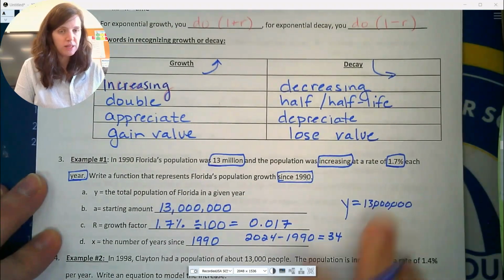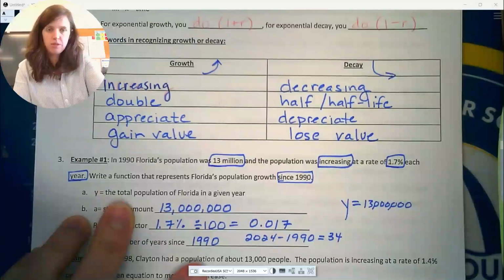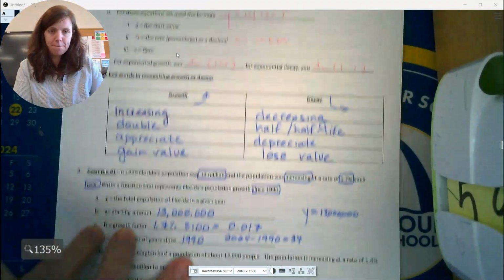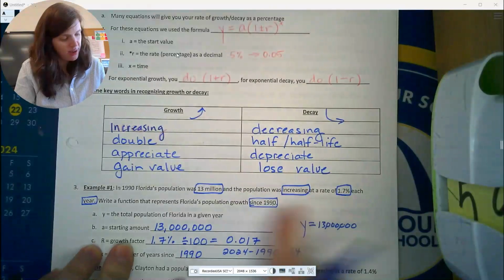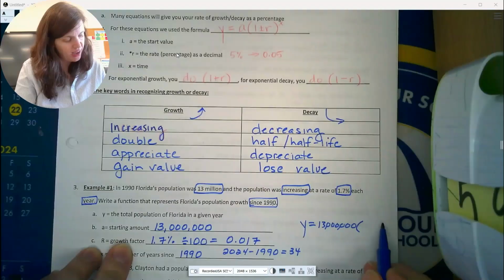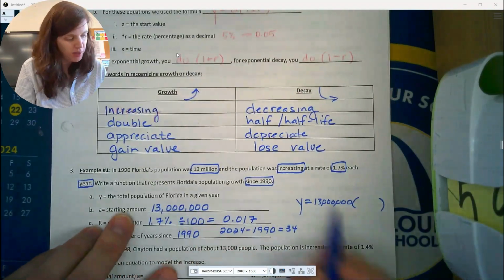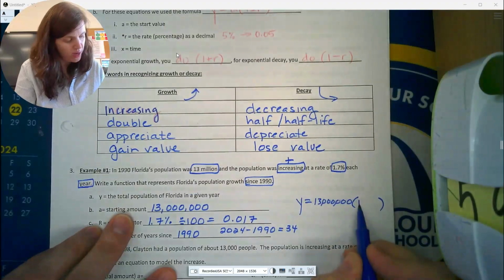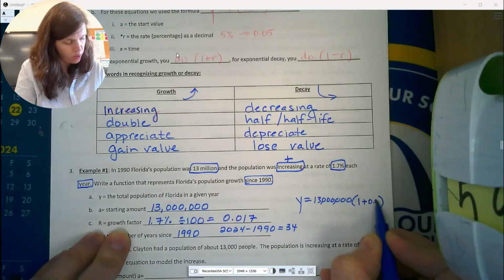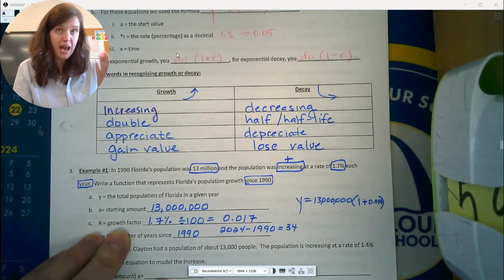And then remember the formula says if you are increasing, what do you write? Okay, let me zoom out just a little bit so you can see a little bit better. The top part. We have the starting value, that's my a value. And then we have 1, and we're going to have plus or minus. Well, in this case, am I increasing or decreasing? Well, I'm increasing. So I'm going to write 1 and then plus my rate, which is 0.017.